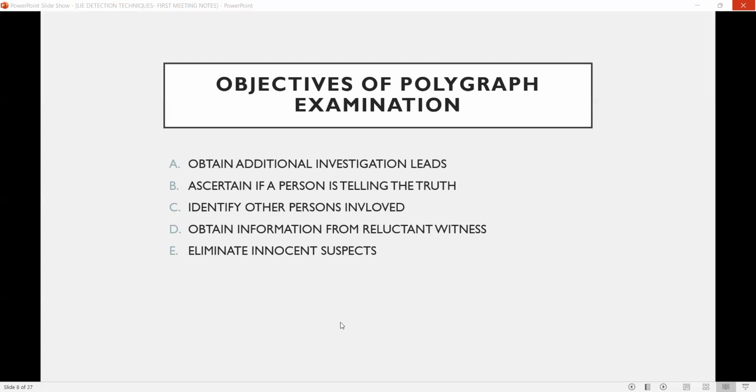And also to obtain valuable information from reluctant witnesses and to eliminate innocent suspects. So if you determine this person is telling the truth, then he is eliminated. So the subject of the questions will be another person. Okay, so that's the objective. Those are the objectives of the polygraph examination.